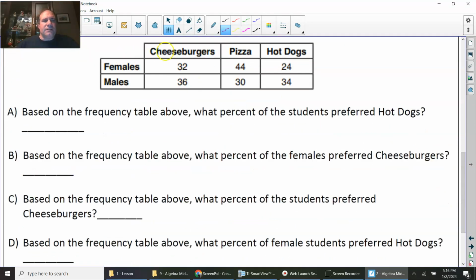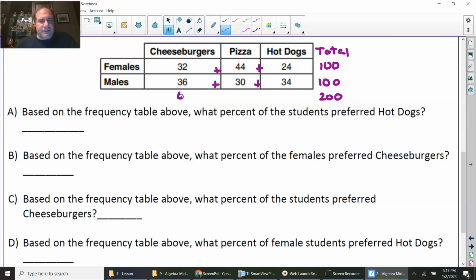All right, so there's a couple of things going on here that you do have to see. You don't have a total column and you don't have the total row. So I'm just going to put total here, and I'm going to start adding up the numbers across of the row. Right? So 32 plus 44 plus 24 is 100. 36 plus 30 plus 34 is 100. So this total is 200.